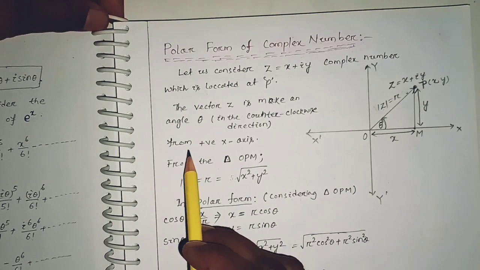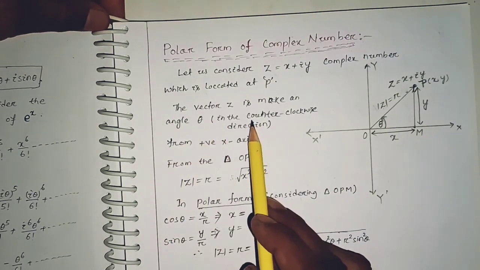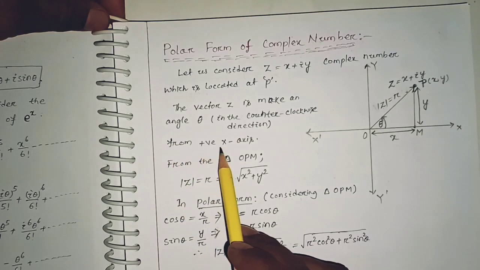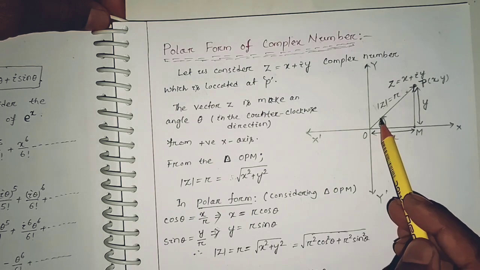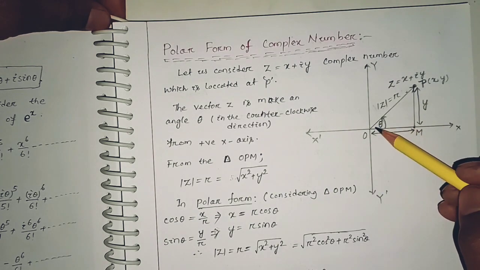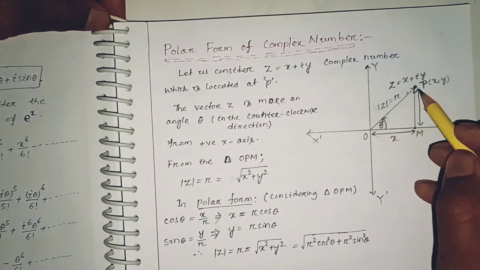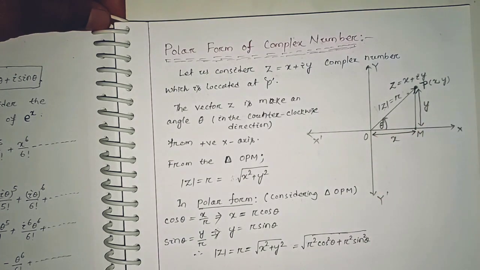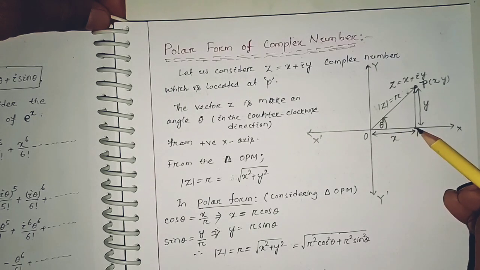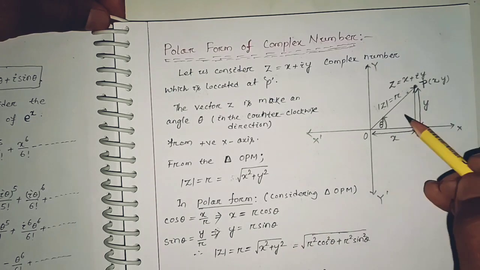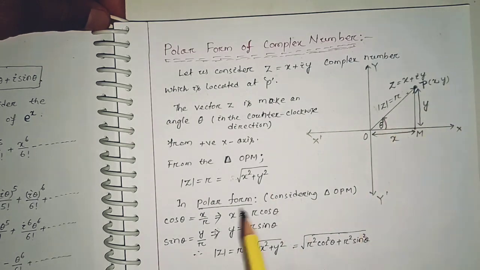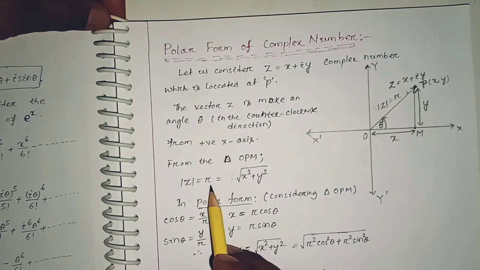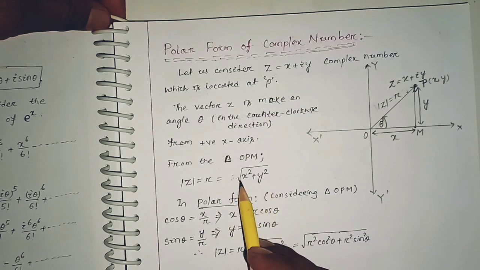Okay, so here theta is the counterclockwise angle from the positive x-axis. This is the positive x-axis. From the positive x-axis, this is the counterclockwise theta which your complex number makes with the real axis. From this triangle OPM, this distance O to P, or modulus of this complex number, is considered as r, which will be equal to the square root of x square plus y square. That we already discussed in our previous class.